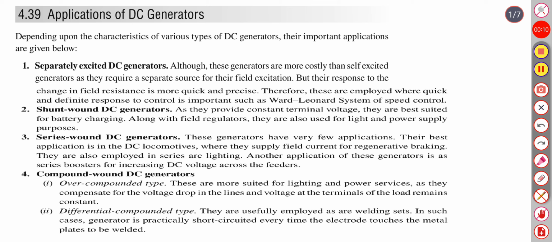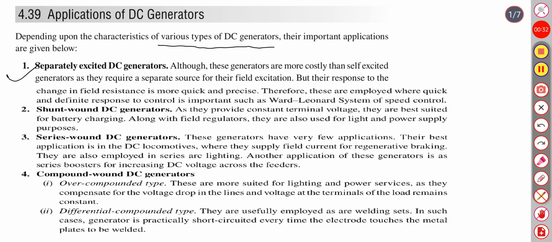In today's video, we will discuss the applications of DC generators. Depending upon the characteristics of various types of DC generators, their important applications are given below. First, separately excited DC generators.